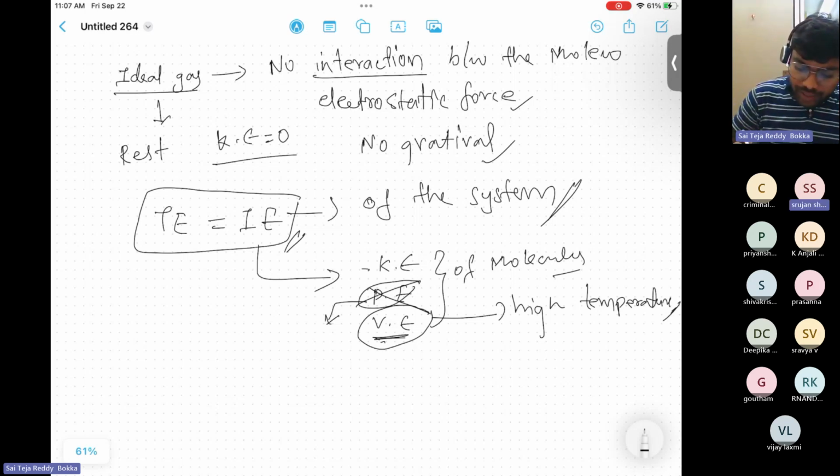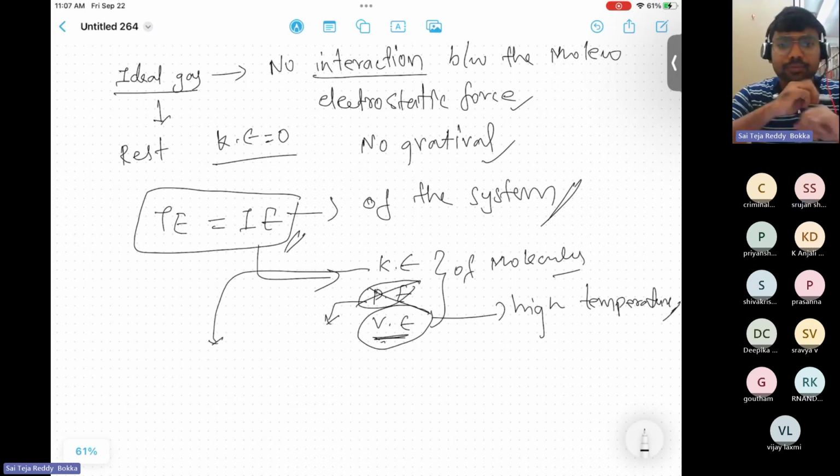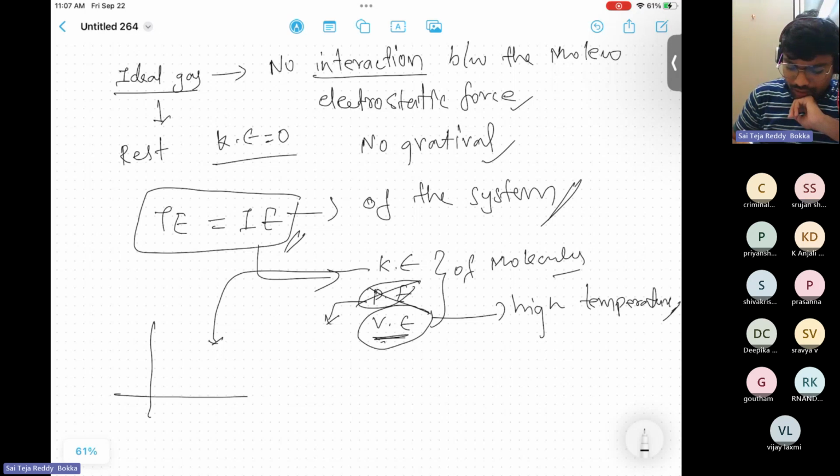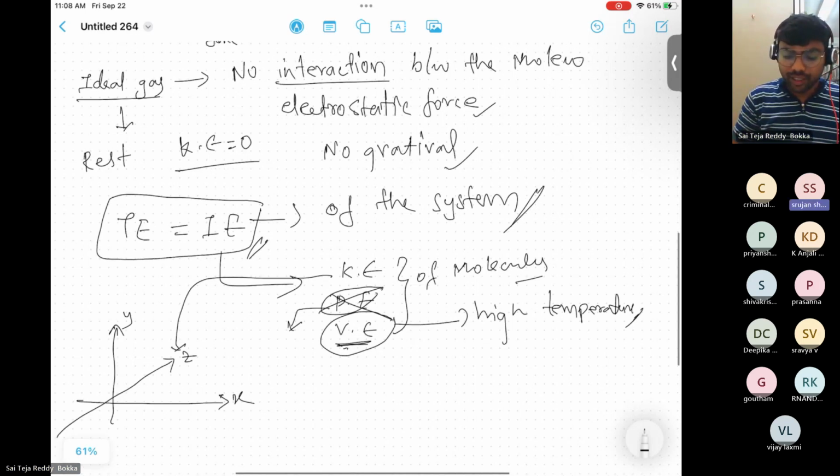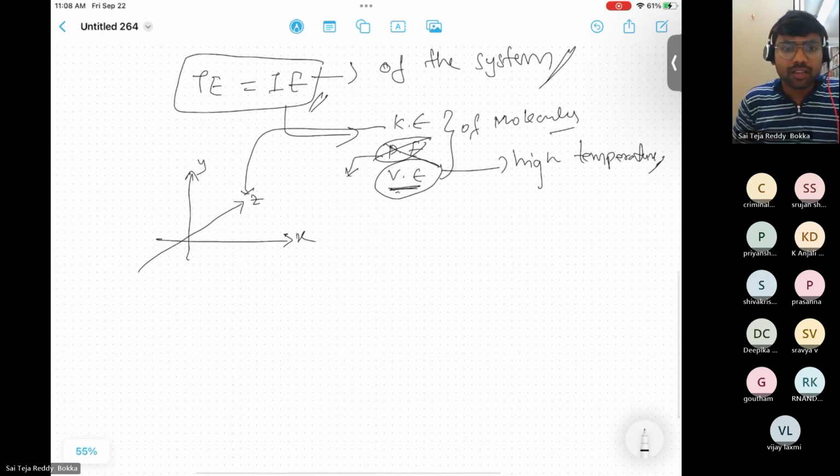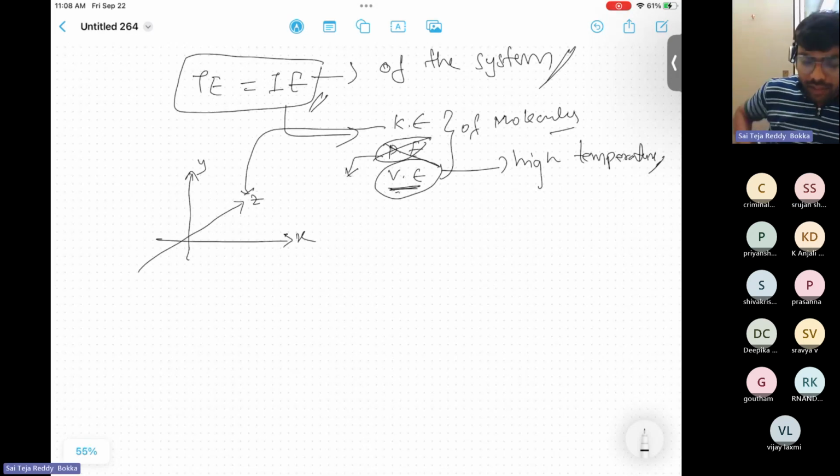When it comes to the kinetic energy, we have a three coordinate system, as we said: Z, X, and Y. Then your total energy will be.